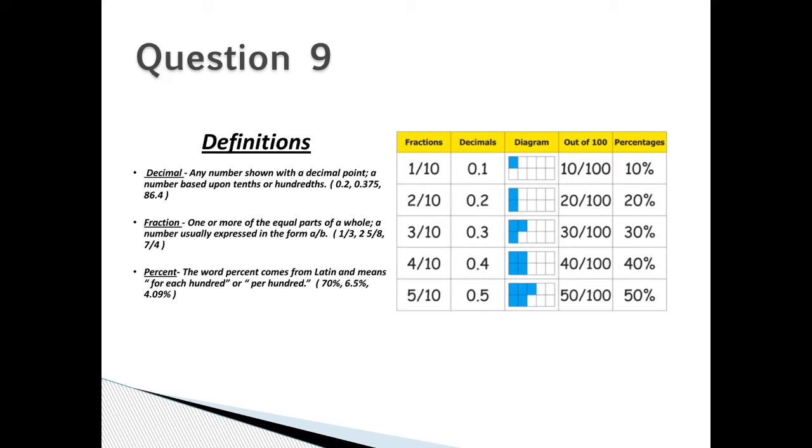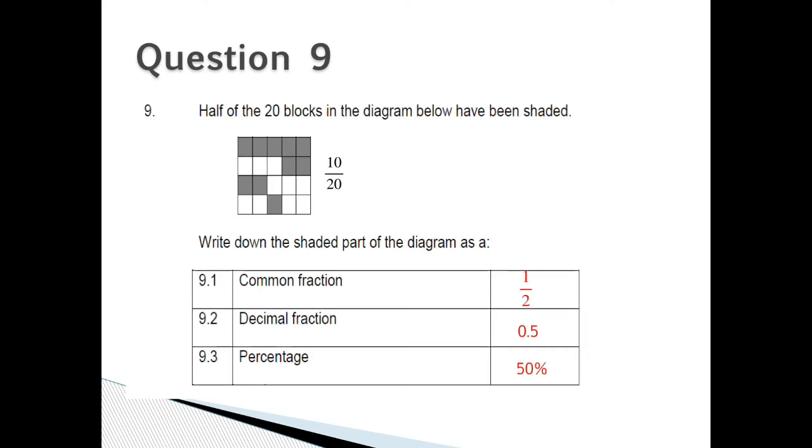We've also included a fraction table. So 1 over 10 is the same as 0.1, which is the same as 1 out of 10 blocks, which is the same as 10 over 100, which is the same as 10%. 5 over 10 is the same as 0.5 decimals, or 5 of the 10 blocks, or 50 over 100, or 50%. So 9.1 is 1 over 2, the common fraction. 9.2 is 0.5, the decimal fraction, and 9.3 is 50%, the percentage.